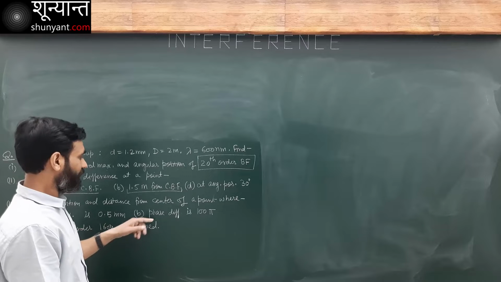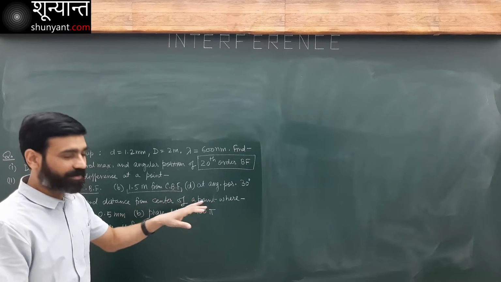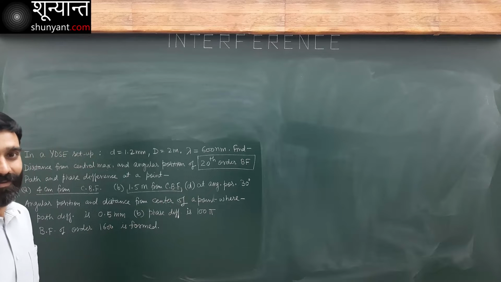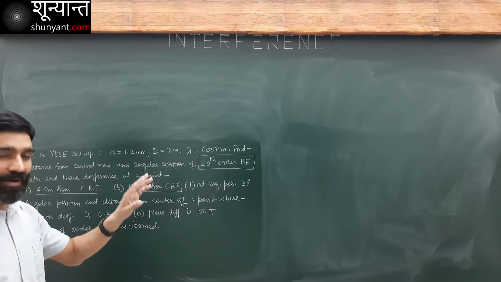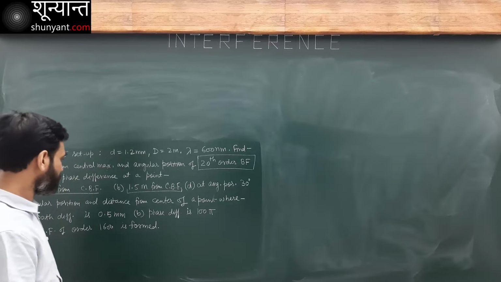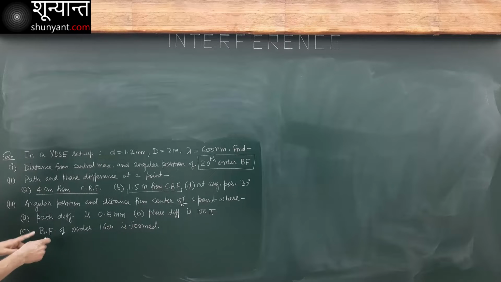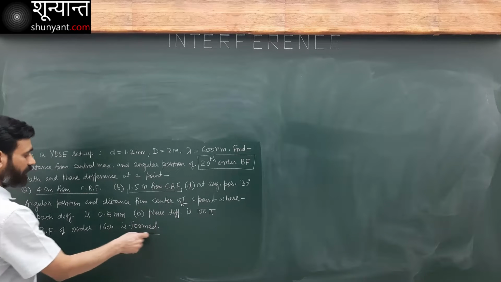Now, second, at a position where the phase difference is 100 pi, what will be its distance from center? What will be its angular position? And then, a bright fringe of order 1600 is formed.